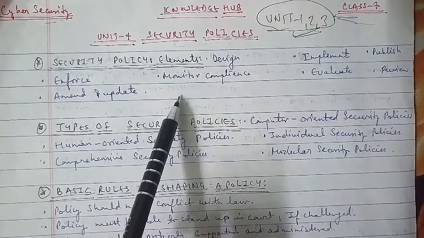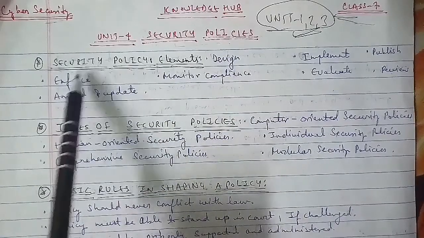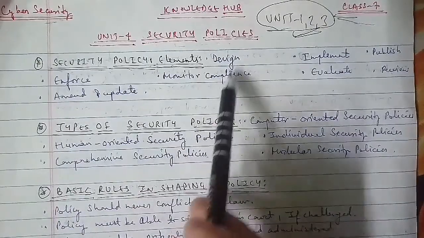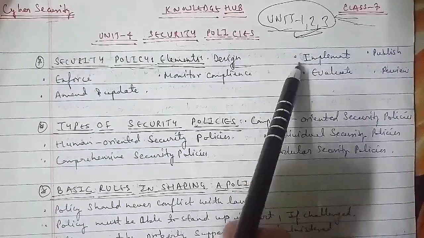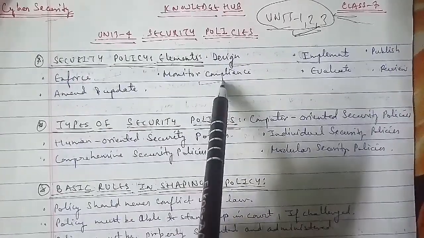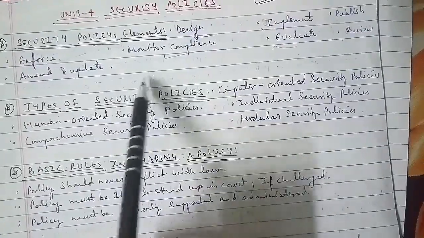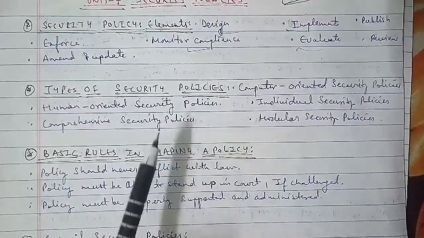Now we'll talk about the security policy elements here. The elements are: first you have to design, second implement, then publish, enforce, monitor compliance, evaluate, and after that review, then amend and update. So you should now be clear about the security policy and the security policy elements as well.